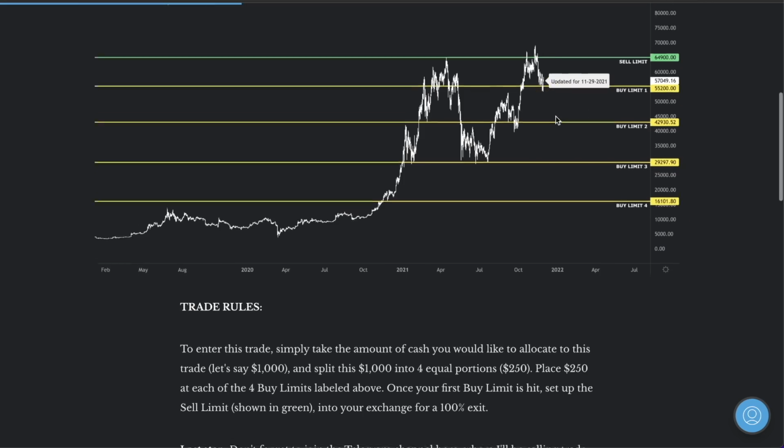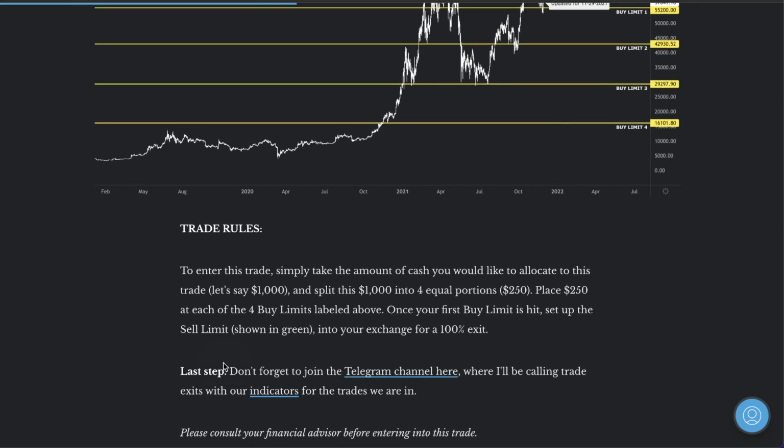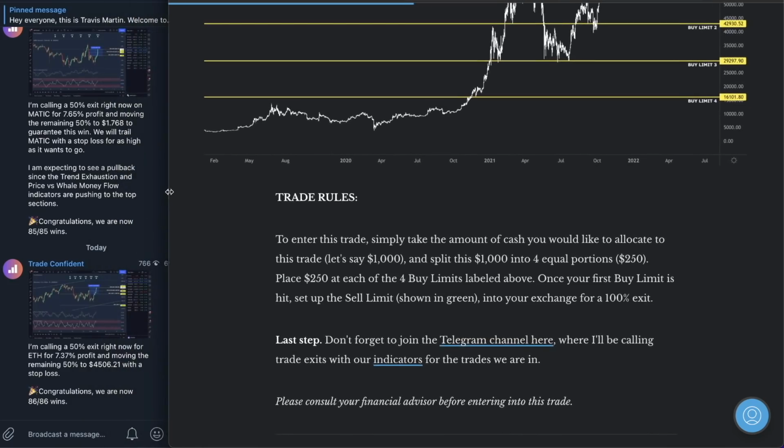Once you do that, all you have to do is join me in the Telegram channel over here, and this will actually be where I call exits for all of the coins, okay? You guys want to join on Telegram on your phone or your computer first, and then once you do that, this will be a hot link, and this will give you access over here.